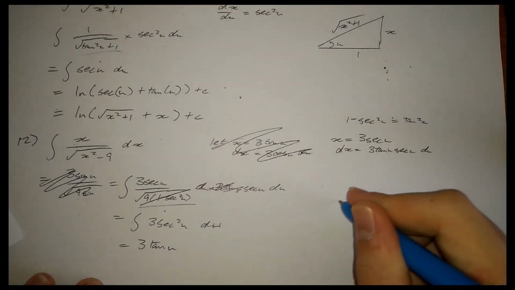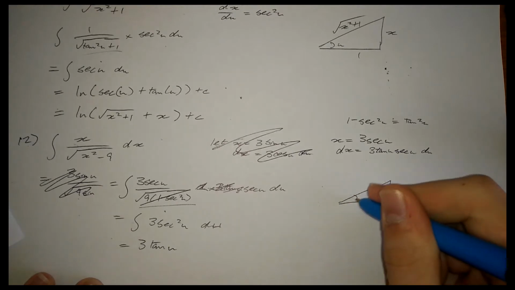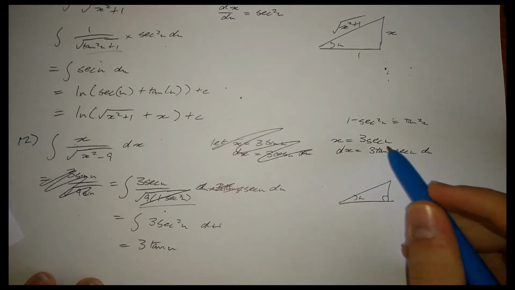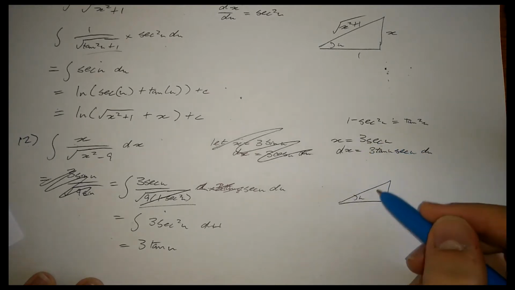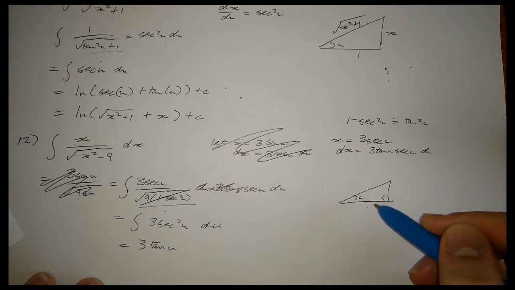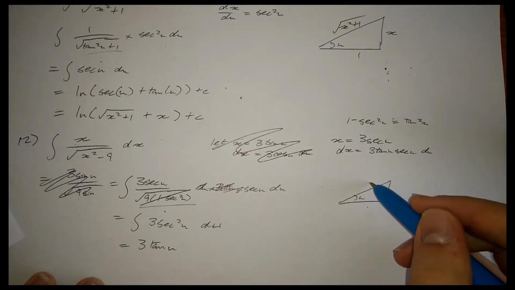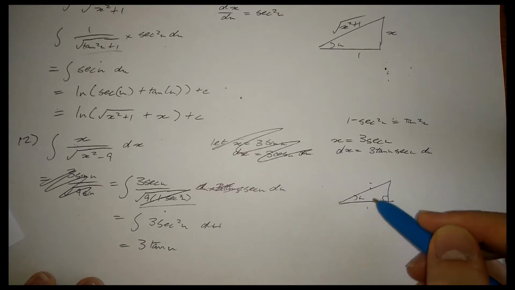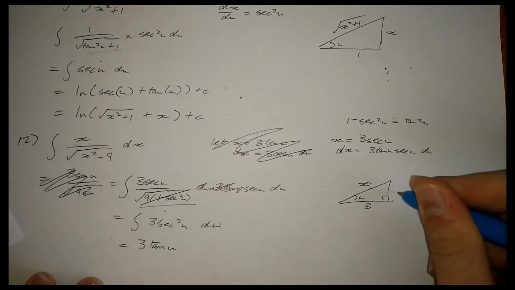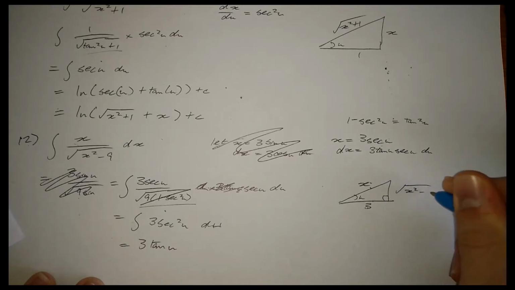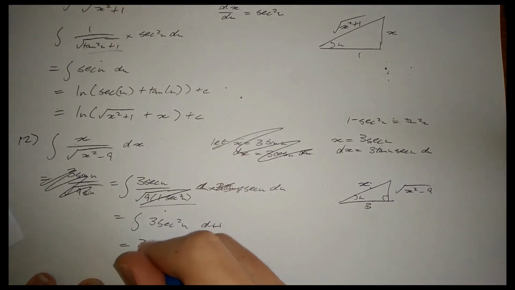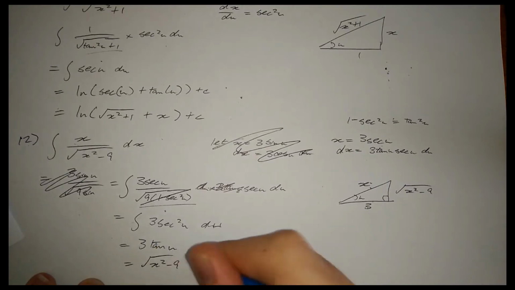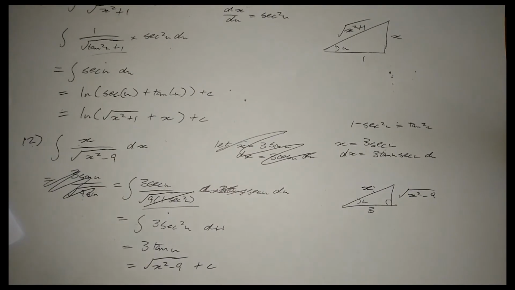And using a reference triangle, so that's u. Well, x equals 3 sec u, so sec u equals x on 3. Well, sec u is just hypotenuse over adjacent because it's 1 over cos. So cos would be adjacent over hypotenuse. Sec u is hypotenuse over adjacent, which is equal to x on 3. Hence this side is equal to the square root of x squared minus 9. So tan u would just be opposite over adjacent, so it'll just be root x squared minus 9 plus c. Done.